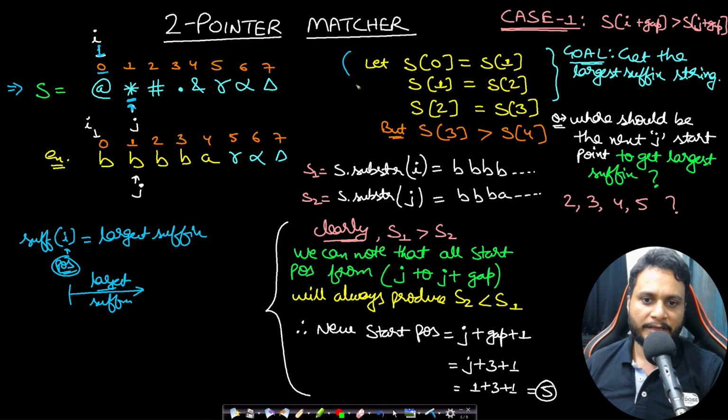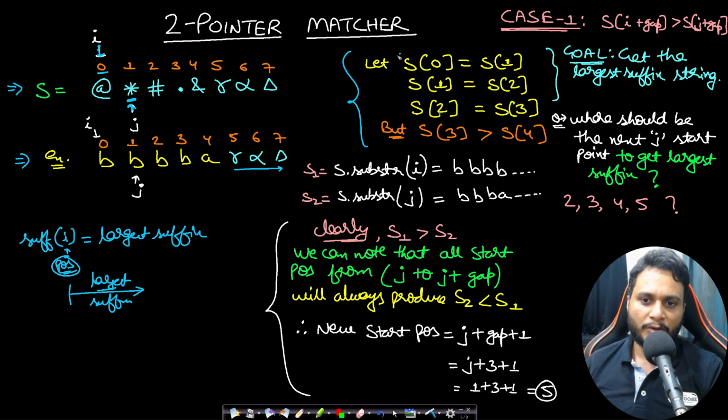So I have already created a scenario. If you look at this scenario, it says string at 0 is equal to 1, 1 is equal to 2, 2 is equal to 3, but 3 is greater than 4. That means at is equal to star, star equals hash, hash equals dot, but dot is greater than ampersand. Okay, so I have created the exact example as well: B, B, B, B, A, and the rest of the 3 characters I'm just keeping as special because I don't want to care about them.